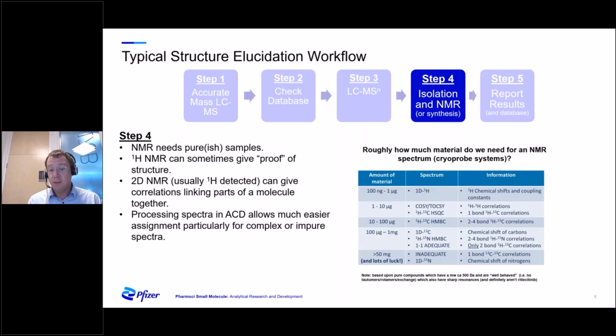So we will usually process these spectra in ACD. This allows much easier assignments, particularly for complex or impure spectra. I'm old enough to remember the days of assigning spectra with a pen and paper, and I would not go back there. We had a project a few years ago where the API had a molecular weight of 1500, which meant we had imps to deal with at 3000 molecular weight, and doing that by hand would just not have been feasible in any sort of reasonable timescale. So we always use ACD for the spectral assignment.